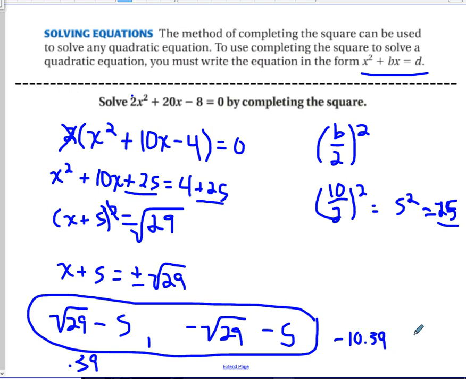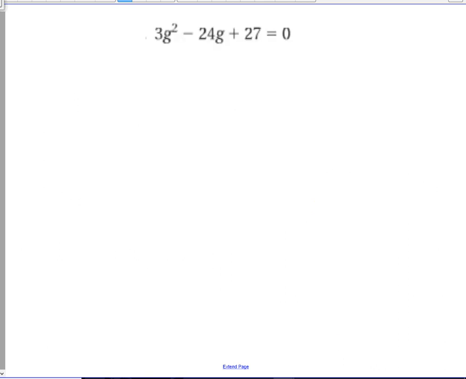All right, so that was a lot of steps. I understand it's a lot of steps. We're going to try one more, and what I'm going to do is challenge you to try this by yourself first, okay? Remember, these steps are: factor out a greatest common factor if you can.